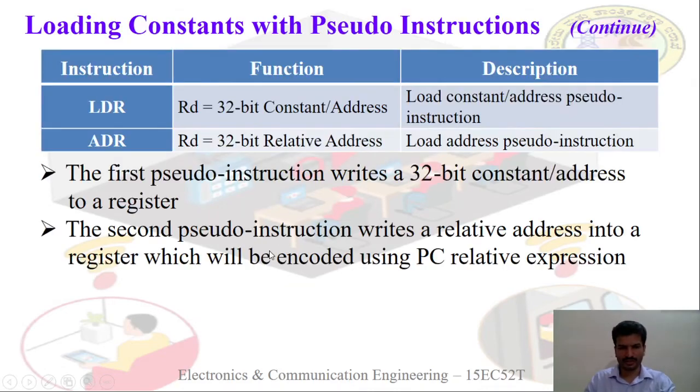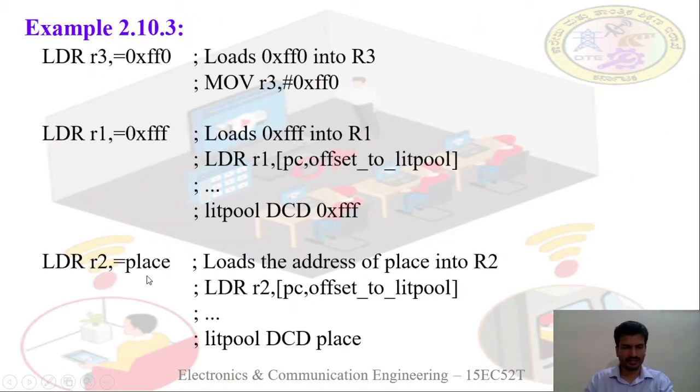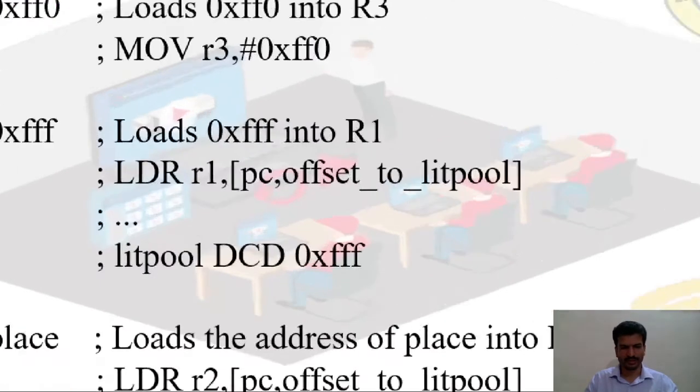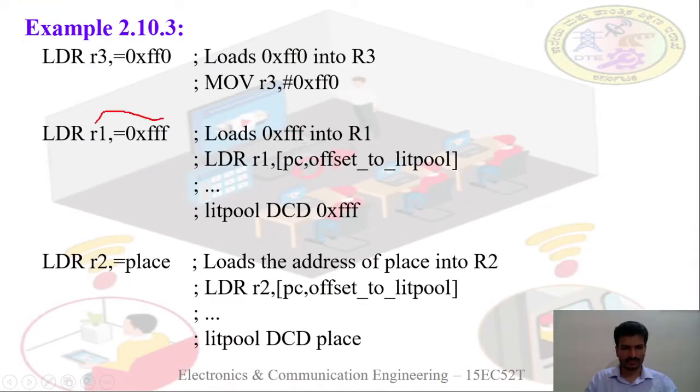The processor or controller will encode the second and third examples using the PC relative expression. So LDR R1 is equal to 0xFFF. It loads 0xFFF into R1. Whereas in the last example, LDR R2 is equal to place, where place is the relative address. It loads the address of place. Place is the label, and here these are the data. So it loads the address of place into R2. Here it loads an immediate or constant value to R1, and here an immediate or constant value to R3.